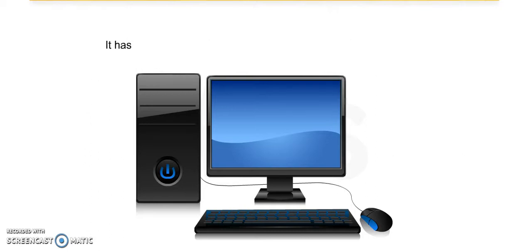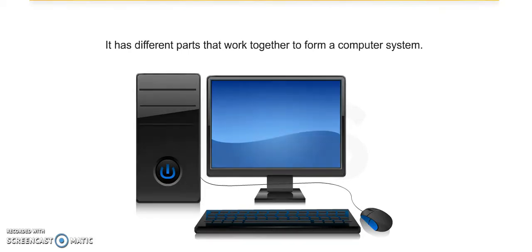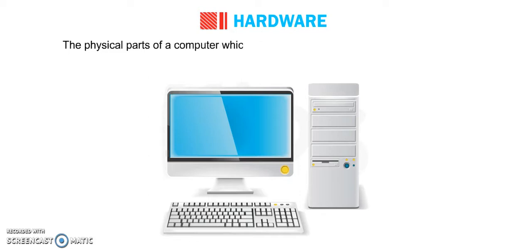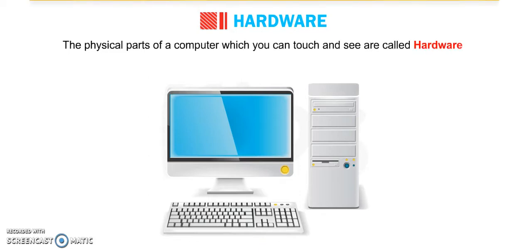Now a computer is divided into two parts. It has different parts that work together to form a computer system. But the two basic parts of a computer system are hardware and software. So one by one I am explaining to you, starting with hardware. What is hardware? The physical parts of a computer which you can touch and see are called hardware. These are all called hardware.